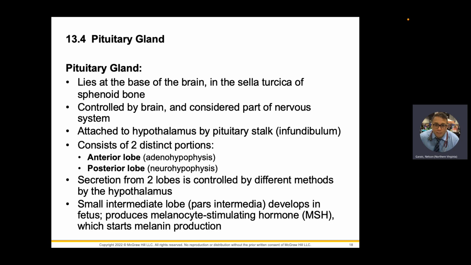all the really important things are at the base of your brain, the stuff that you don't want really damaged. So, what's it good for? Well, your pituitary gland, typically when you're in development in your mother's uterus, there's something called melanocyte stimulating hormone, which starts melanin production. So I want you to associate the pituitary gland with melanin and UV radiation protection.